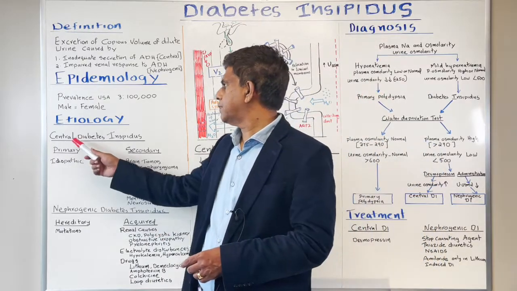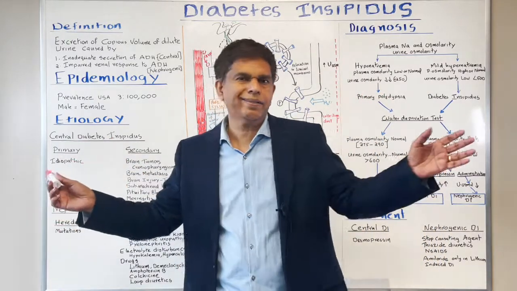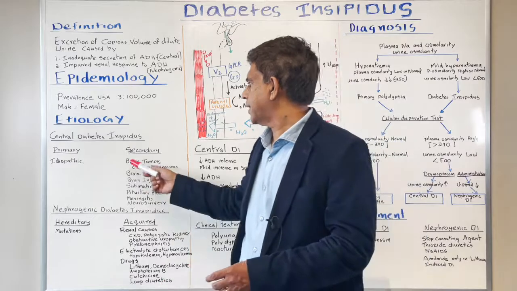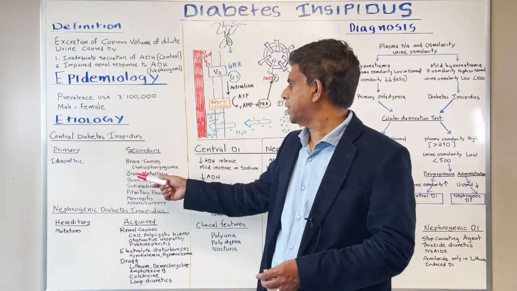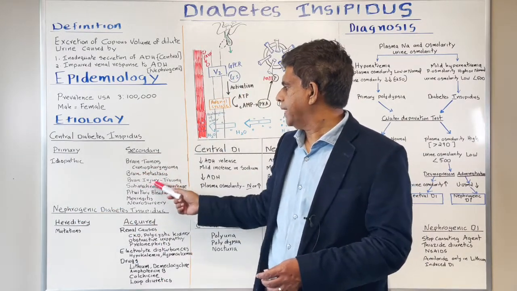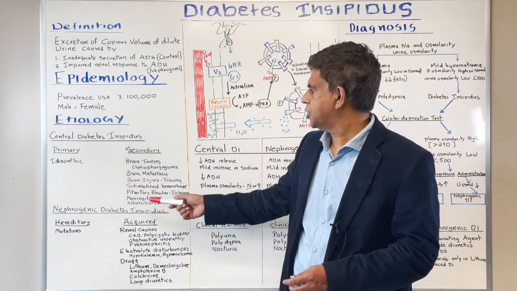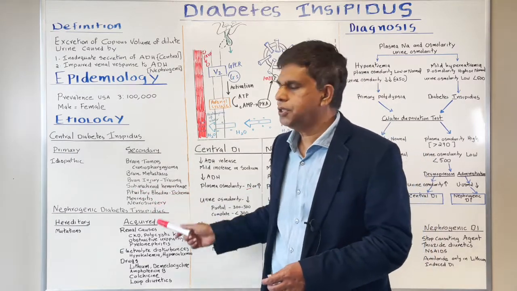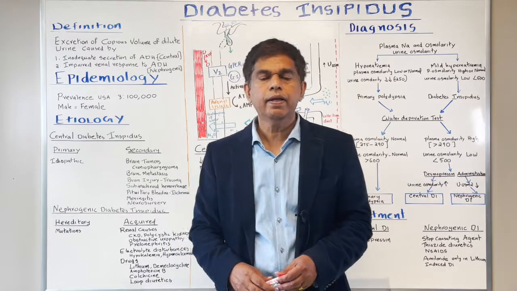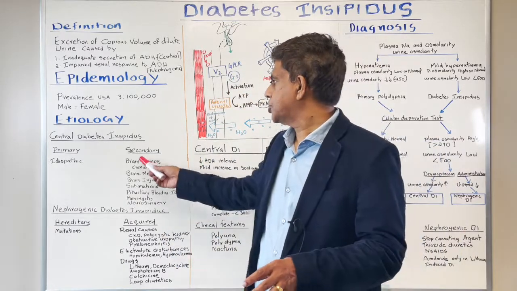Let's start with the central diabetes. Primary is idiopathic, nobody knows, right? And the secondary causes: a lot of brain tumors, craniopharyngioma, brain mets, brain injury, subarachnoid hemorrhage, pituitary bleeding, meningitis, and neurosurgery. Those are the causes for the central, which is secondary.